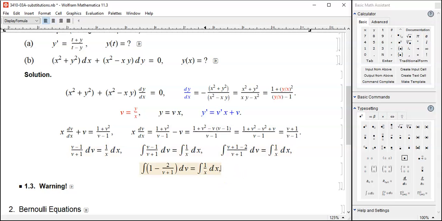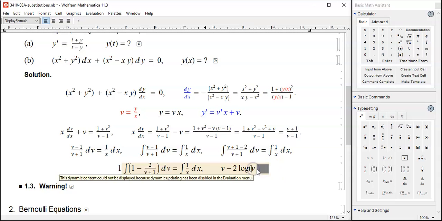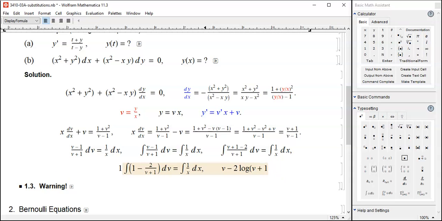Okay, let's complete the derivative computation, or excuse me, antiderivative computation. V minus 2 log of v plus 1 equals log of x plus c. Okay, that's what we have.